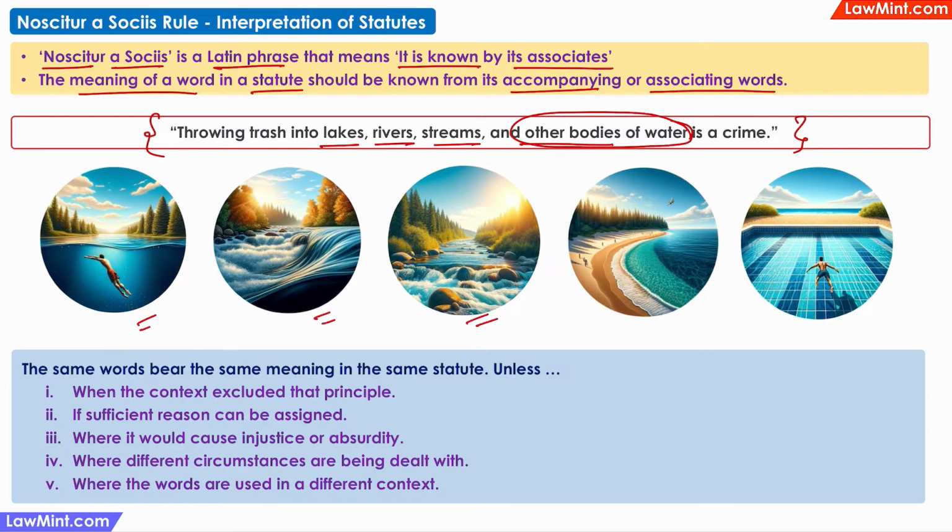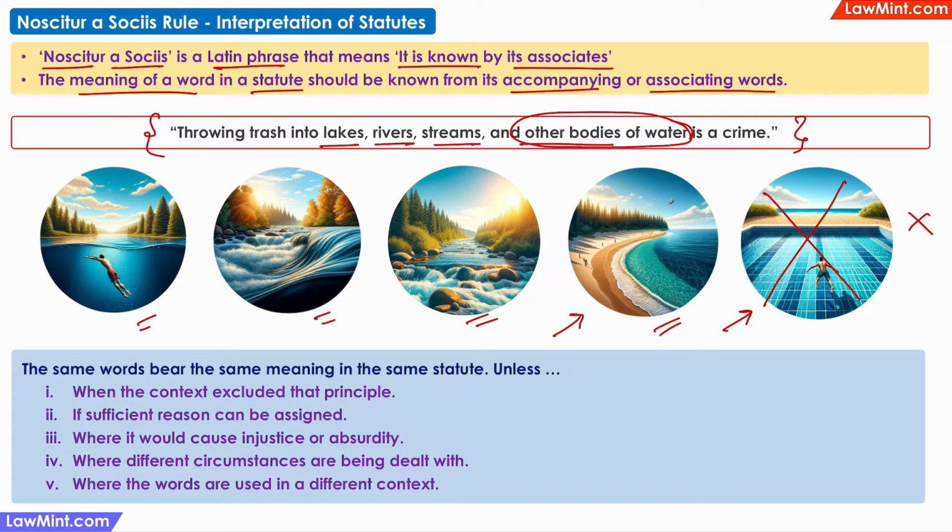Since lakes, rivers and streams are natural bodies of water, this law can be said to include the sea as well. So throwing trash into the sea is also a punishable crime. However, a swimming pool, although it is a body of water, is not a natural body of water. So swimming pools are not covered under this law.